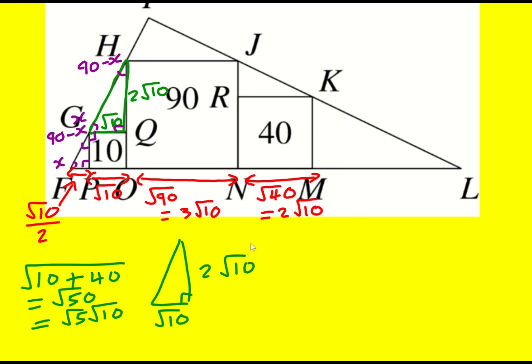So I'll continue to do lengths in red, I think. This here is going to be root 5 root 10. And what I see is basically the shorter length, I just times it by root 5 to get the hypotenuse. So for this one over here, it's going to be root 5 root 10 over 2.